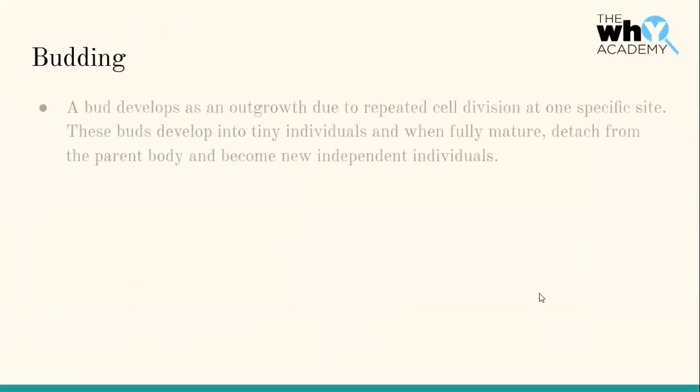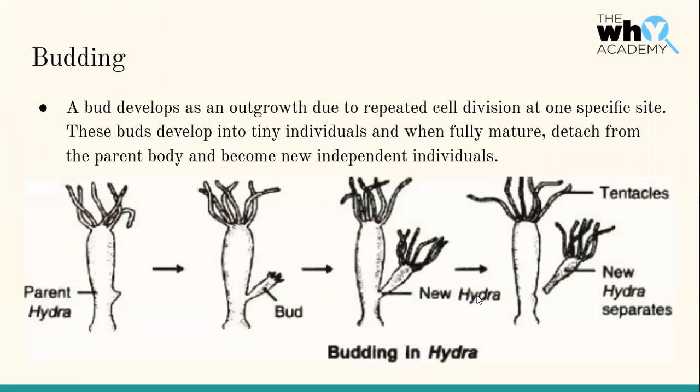Now we have budding. Budding is, I think, the easiest one among all of them. A bud develops as an outgrowth due to repeated cell division at one specific site. Buds develop into tiny individuals, and when fully mature, they detach from the parent body and become new independent individuals. That's all you need to know about budding. This is the diagram of budding in Hydra.